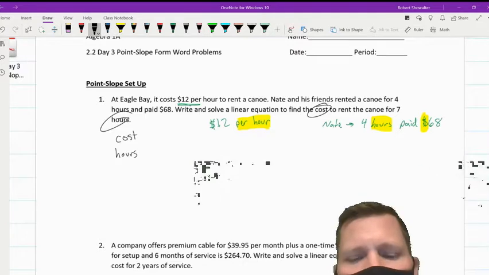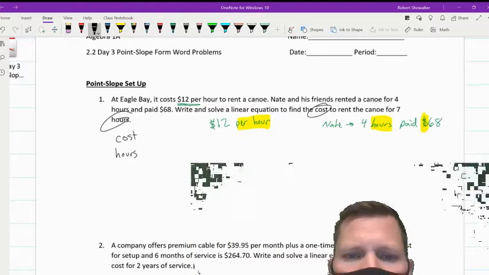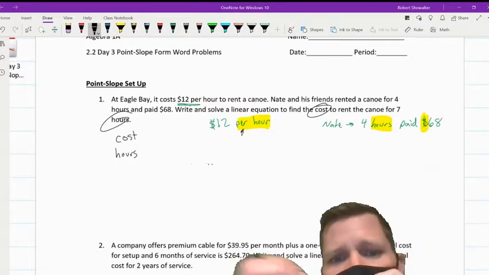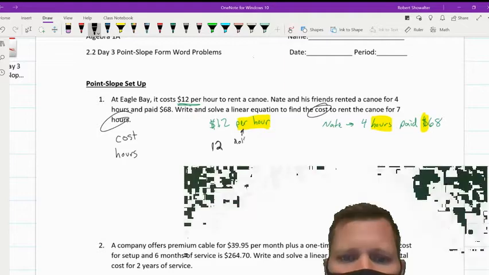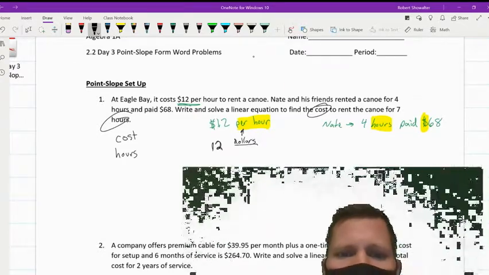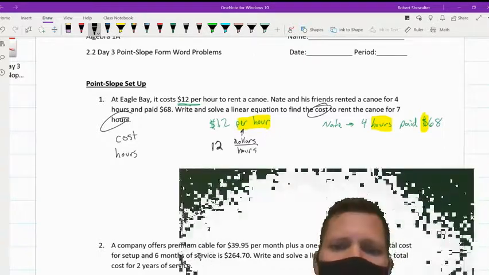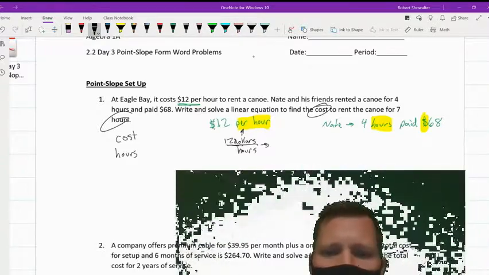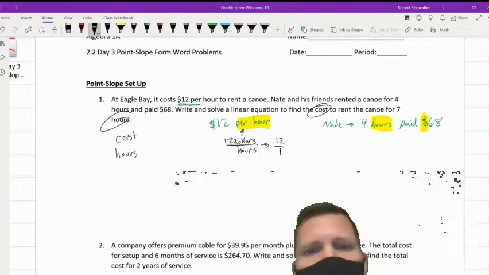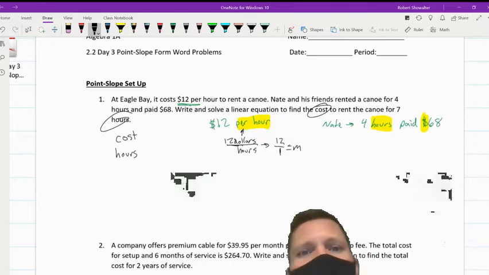So the rate of change. If we have this statement, $12 per hour. Per in math means divide. And notice we have this scenario. We have 12. 12 is our value. We have dollars. Per hour would be dollars over the hours. So we have $12, $12 per hour. That's going to be our rate. And that almost gives us our fraction of 12 to 1, which is our rate of change, which also happens to be our slope. Slope being rate of change.